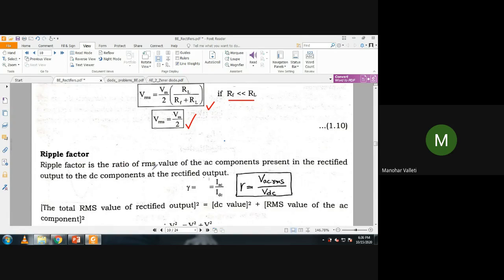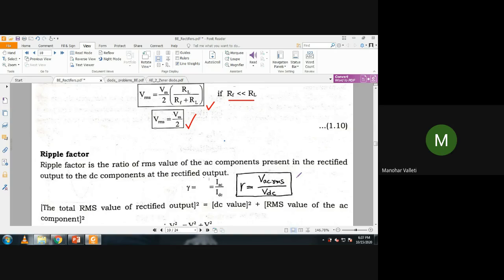Ripple factor is the ratio of the RMS value of the AC components present in the rectified output to the DC components at the rectified output. What this means is that the ripple factor talks about how many ripples there are at the output of the rectifier. Whether you want more AC ripples at the output of the rectifier or fewer, how many do you want, more or less?